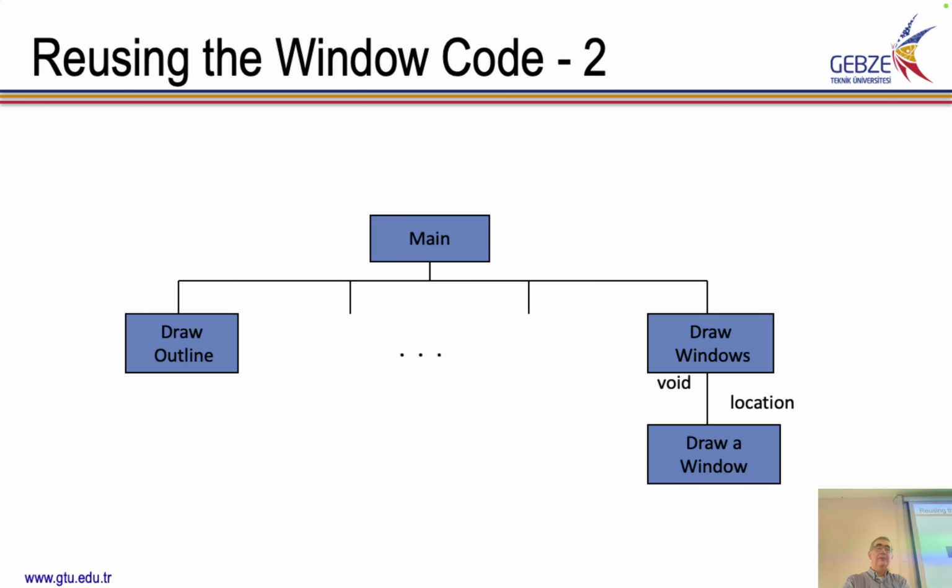So draw windows is a void, or it could be returning an error message if there is an error. Returning integers is a good thing. If there is an error, you can check by looking at the returned number in many cases. So draw a window with the location. Location goes, nothing comes. It is void.